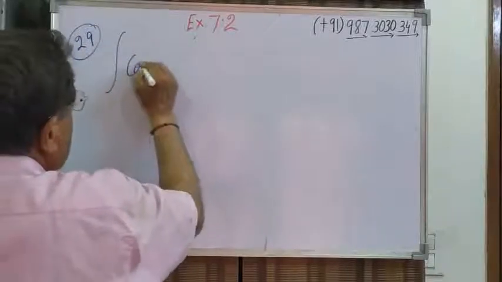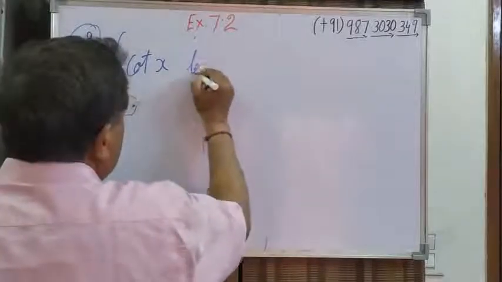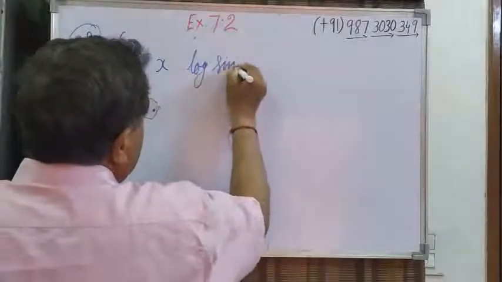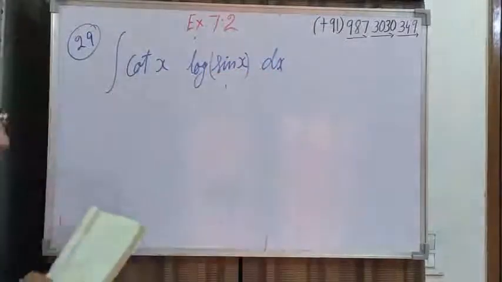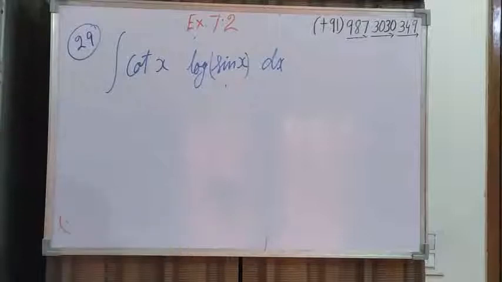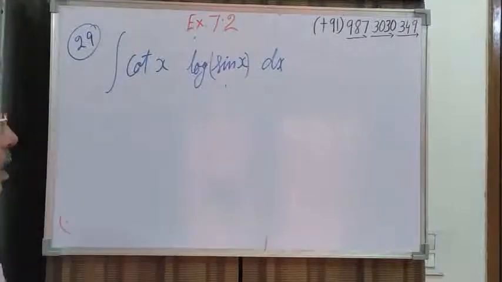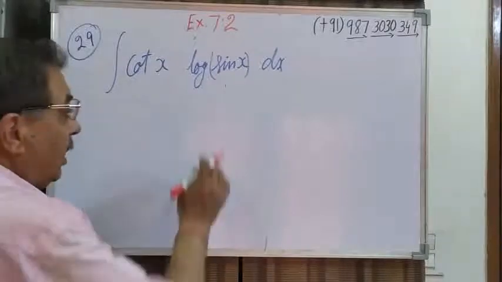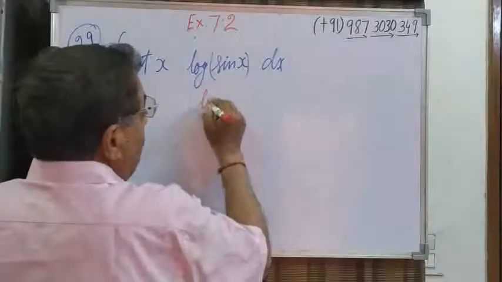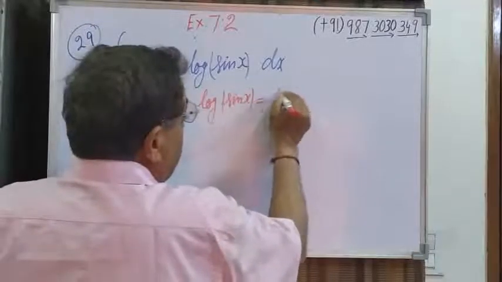Integration of cot x log of sine x dx. What I observe is that log sine x seems to be the function, while cot x is its derivative. Let us see. If I put log of sine x equal to t, what do I get?